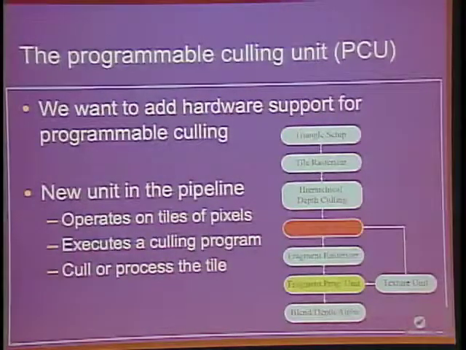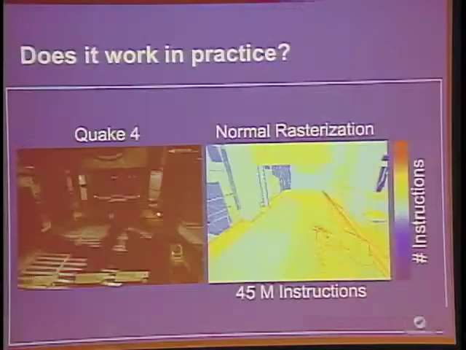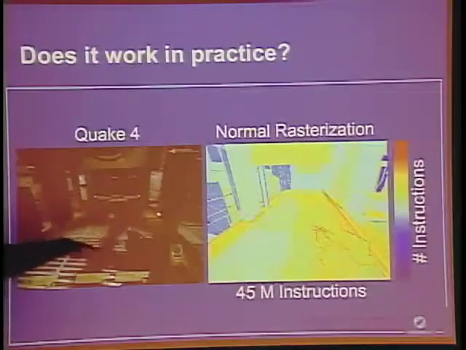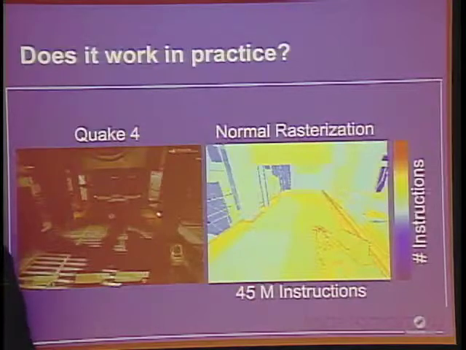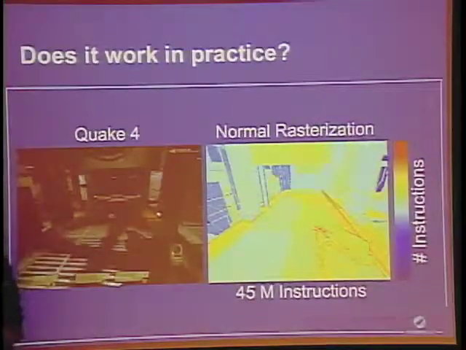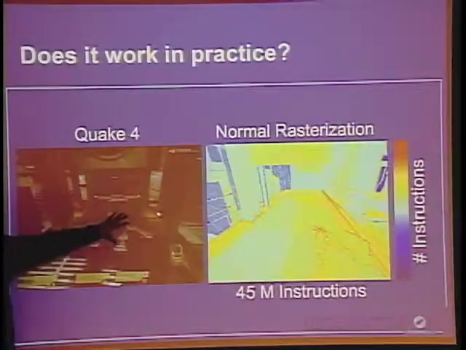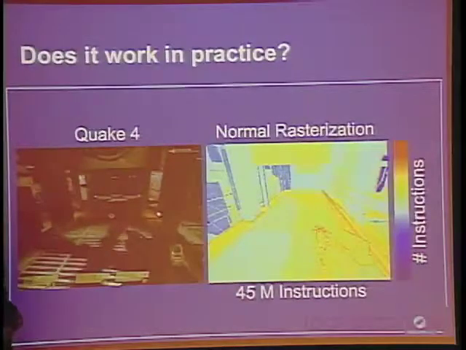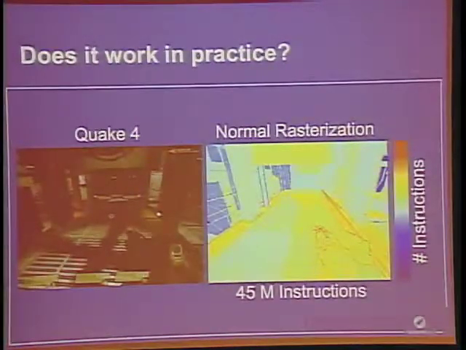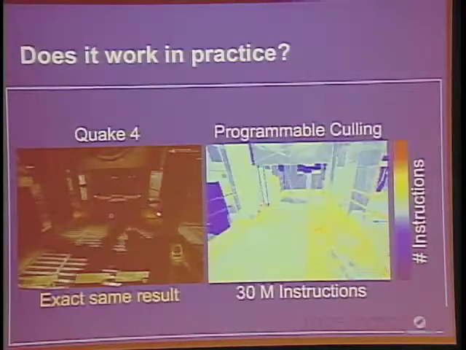So does it actually work? They got real applications and ran them through, which is really cool. They built an architectural simulator and figured this out. What they're looking at here is a heat map of the number of instructions: how many instructions did they run on every fragment? This is pretty hot, all things being considered. It took 45 million shader instructions to execute this scene. And what they found is that when they had programmable culling and were able to throw out entire tiles of stuff, it went way down.